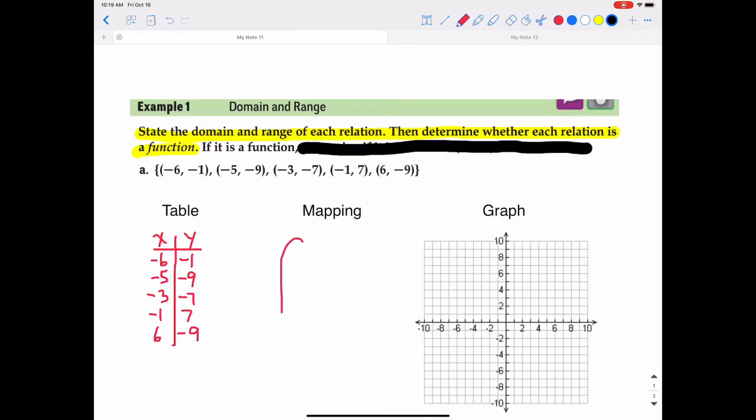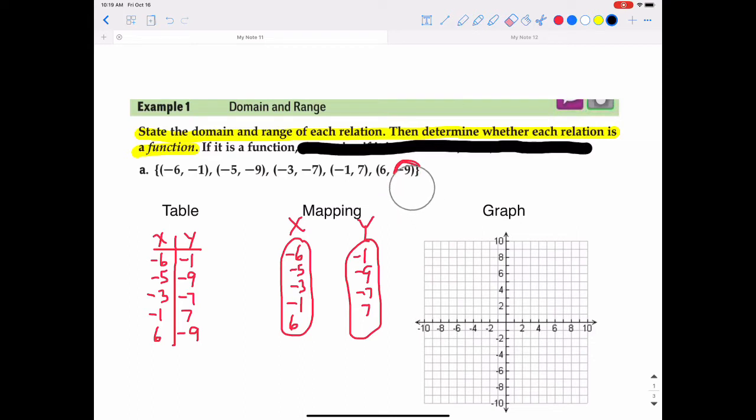And then we have a mapping, and a mapping is when you have your two ovals, your x oval and your y oval. And we write the unique x values. So the unique x values are -6, -5, -3, -1, and 6. And then we have our unique y values, which are -1, -9, -7, +7, and then there's another -9 over here, but I'm not going to write that twice. I'm going to write just the unique y values. And then we connect the corresponding elements from the ordered pairs. So -6 is attached to -1. We have -5 with -9, -3 with -7, -1 with +7, and then notice we have 6. We'll draw a line up to -9 like that. So that is a mapping.